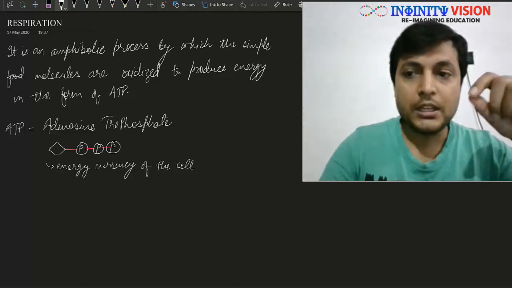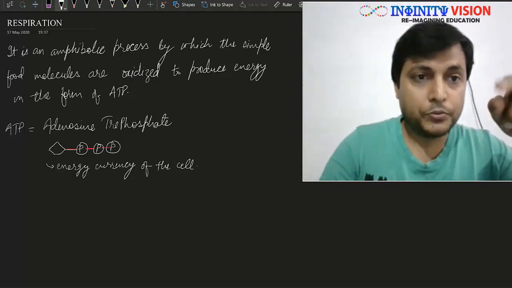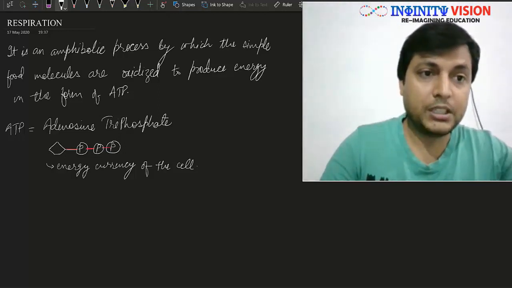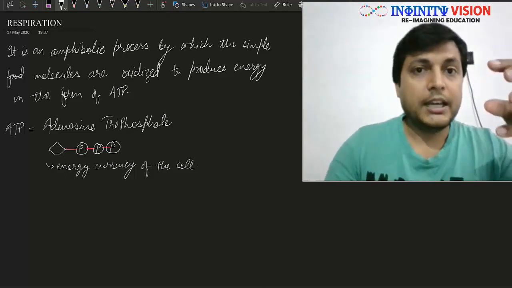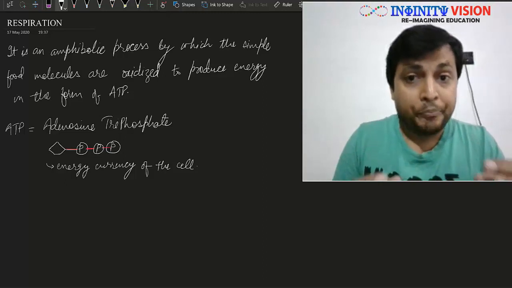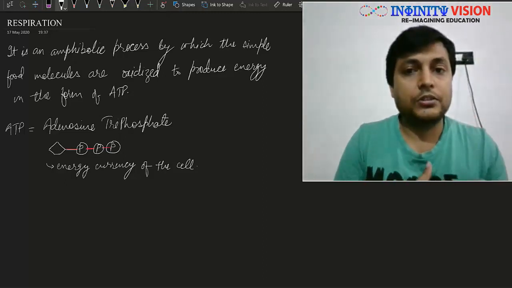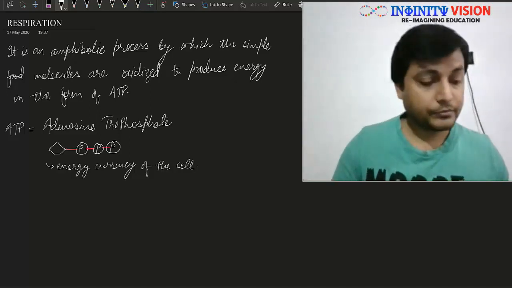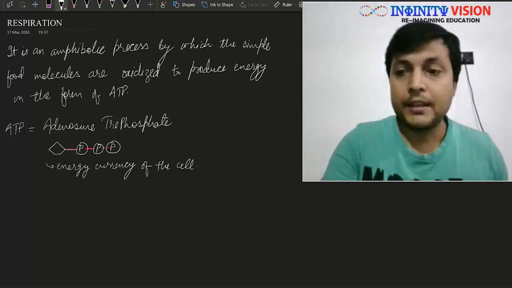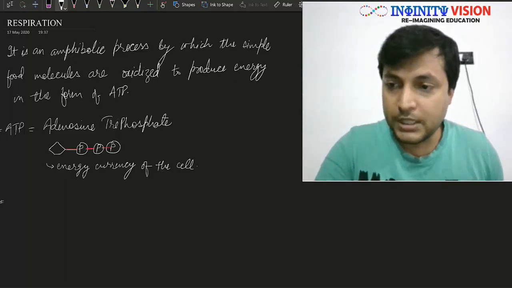So what happens when ATP is there in the cell? The bond between the two phosphates, especially the terminal phosphate, is broken down, and as this bond is broken down, the energy in the bond is released, and this energy is used for the work. Great. So that is ATP.